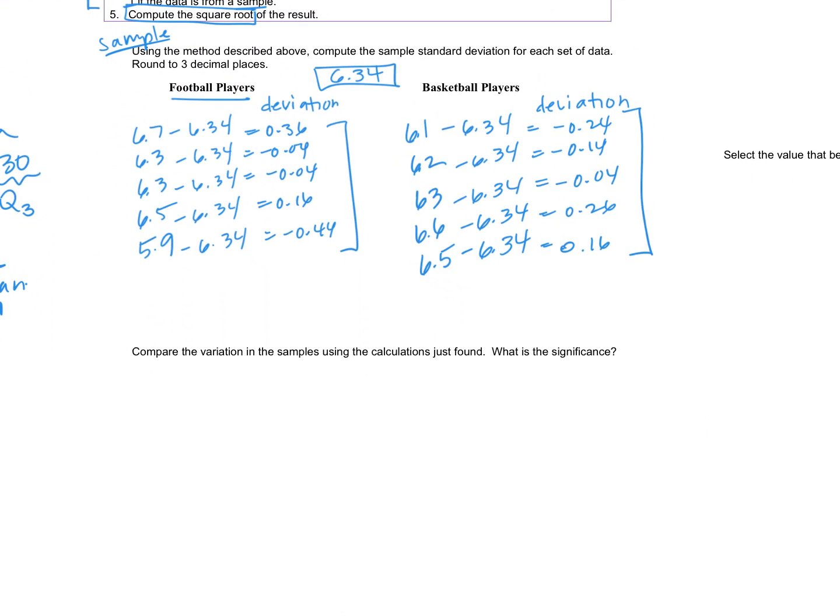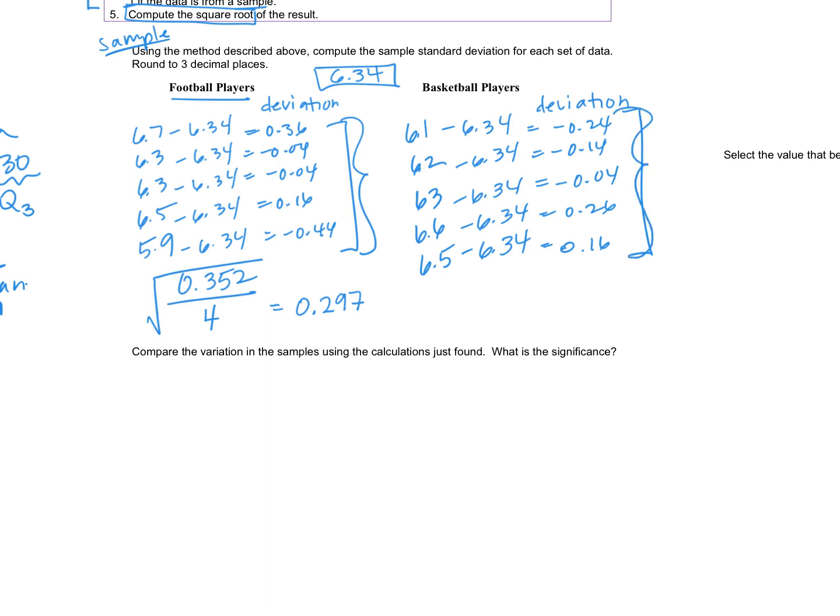So if we square each of these deviations and then add them together, we end up getting 0.352. And we kind of want the average here, so we're going to divide. Remember, it's going to be n minus 1, so there are 5 data pieces. We're going to divide by a 4, and then we'll end up taking a square root. And it ends up that this is about 0.297.